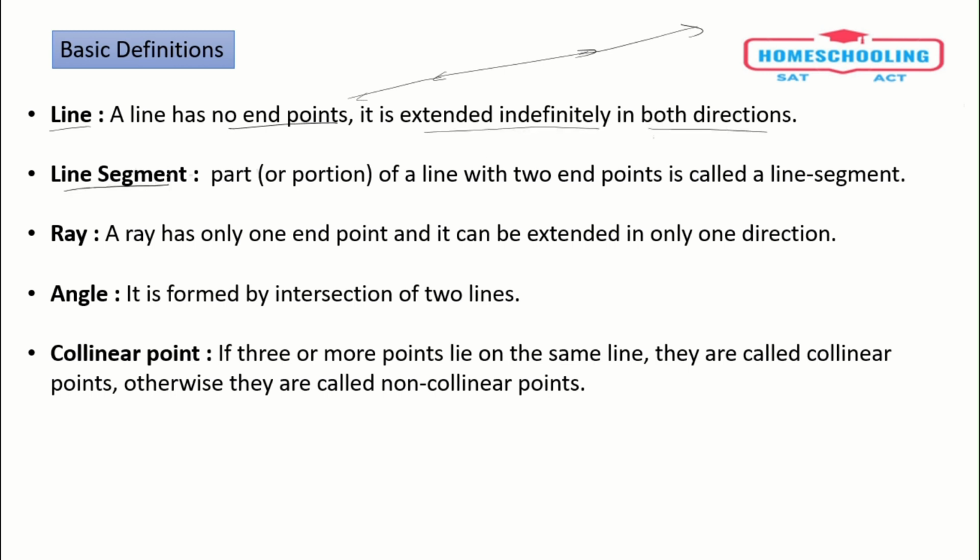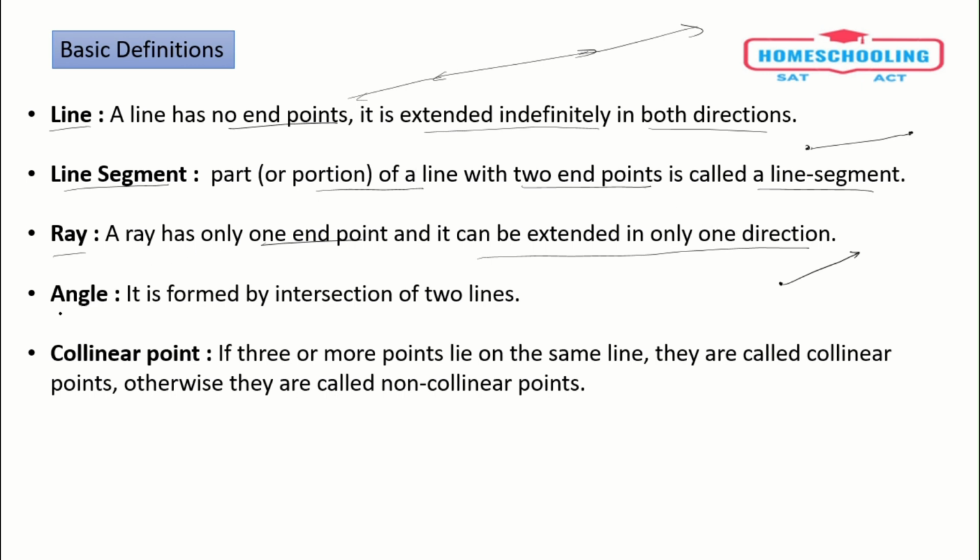Now what is a line segment? A definite line between 2 points is called a line segment. So line segment is part or portion of a line with two endpoints. So these two endpoints make a line segment. Now what is a ray? Ray starts from a point and it can go indefinitely in one direction. So ray has one endpoint and it can be extended in one direction.